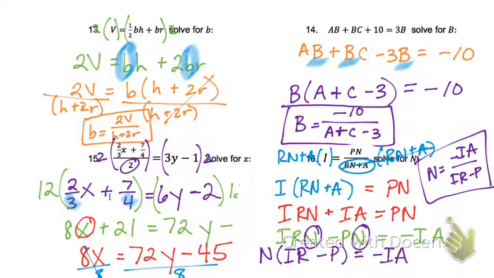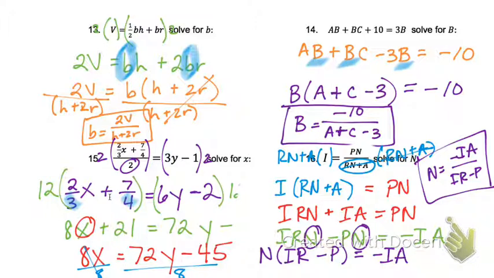Wouldn't it be P minus IR? And you should get positive IA equals negative IR plus P. Yeah, if you got P minus IR, that's fine. But is mine correct?